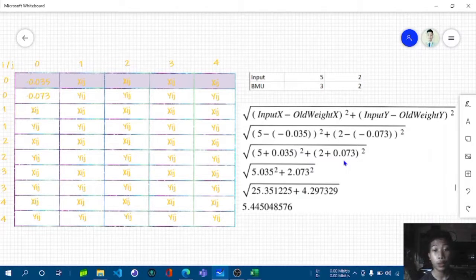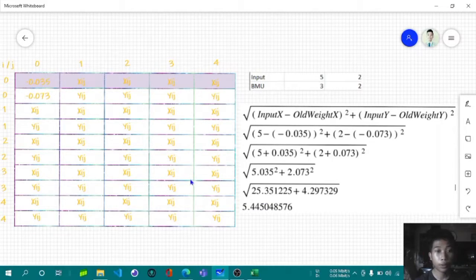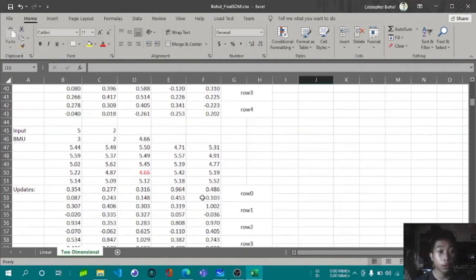squared plus 2.073 squared. Then we squared it to 25, and the result would be 25.35 plus 4.97 and 29. So the result would be 5.44 for this neuron. And then it would result to this one.